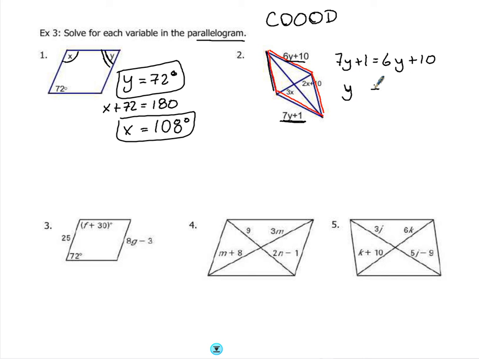Since the diagonals bisect each other, 3x will be equal to 2x plus 10. When they bisect, that makes the two smaller segments congruent to each other. Subtract 2x from the right to the left, that gives me x is equal to 10.